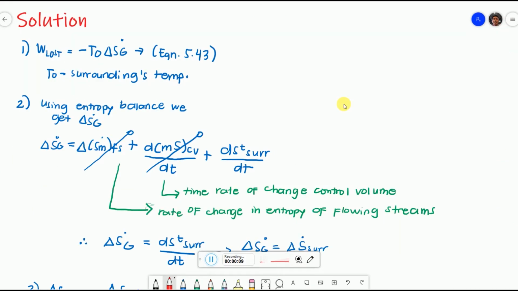For our solution, we start with what is required, which is the lost work, given by the equation negative T0 times the change of entropy of generation, which is shown by equation 5.43, in which T0 is just the surroundings temperature given by the value 285 Kelvin.